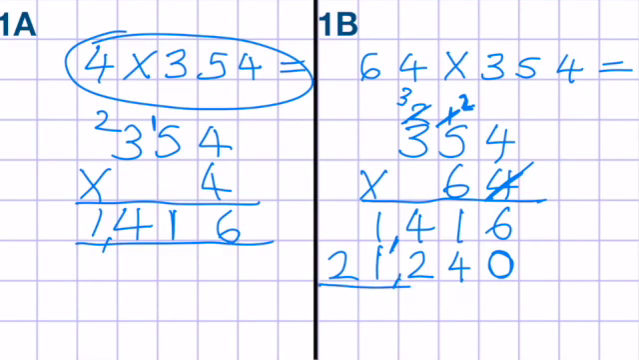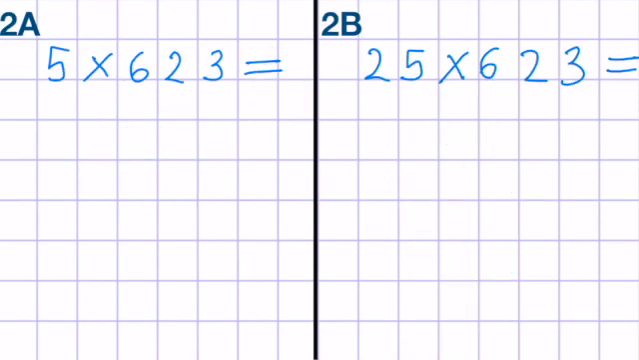Now we need to add these two numbers. So 6 add 0 is 6, 4 add 1 is 5, 4 add 2 is 6, 1 add 1 is 2, and then the 2 there. So the answer is 22,656.